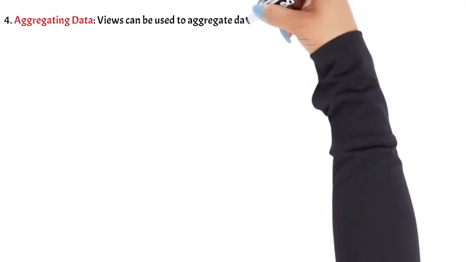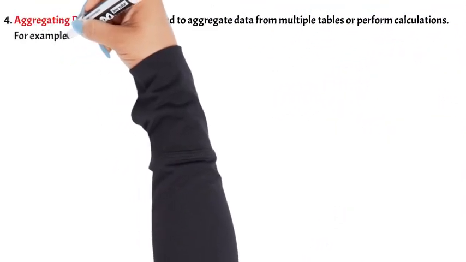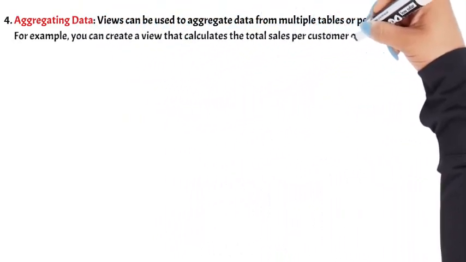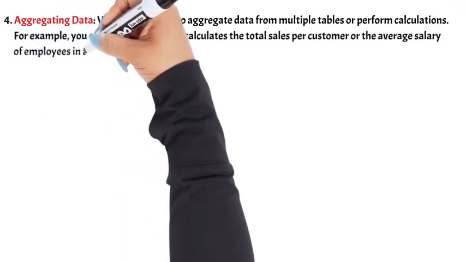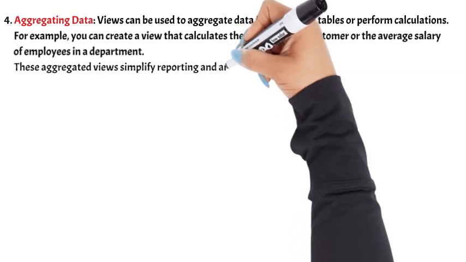4. Aggregating data. Views can be used to aggregate data from multiple tables or perform calculations. For example, you can create a view that calculates the total sales per customer or the average salary of employees in a department. These aggregated views simplify reporting and analysis tasks.